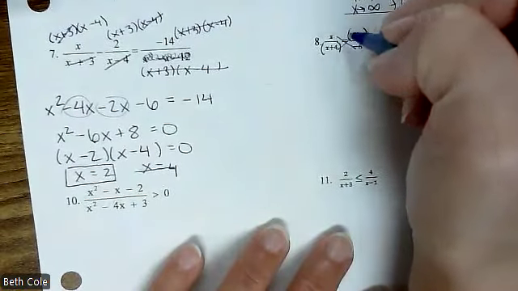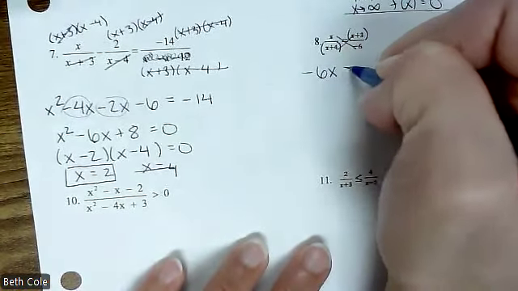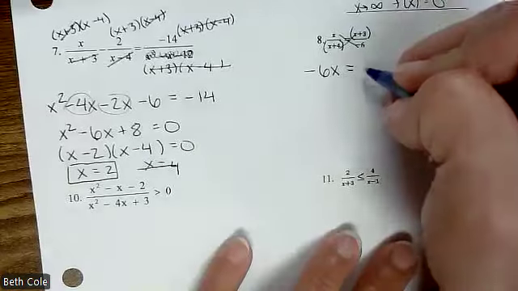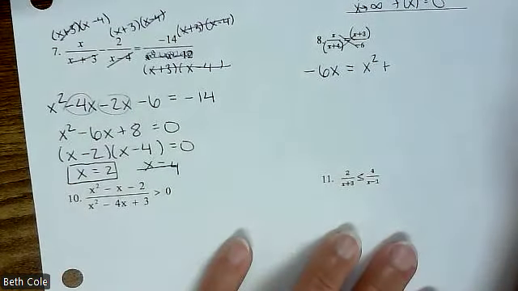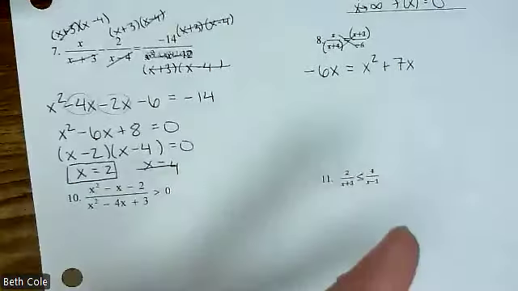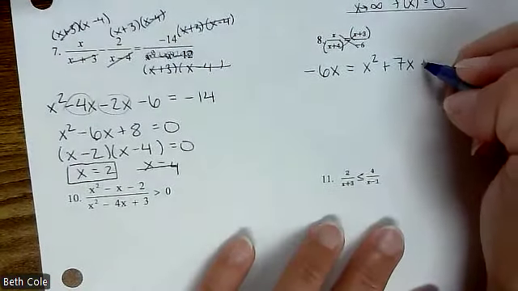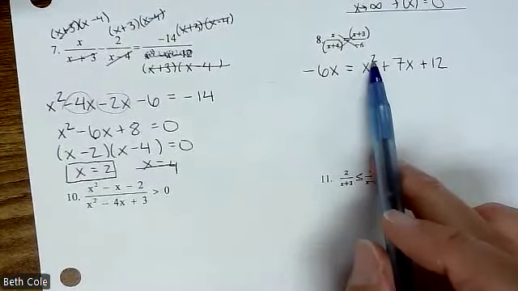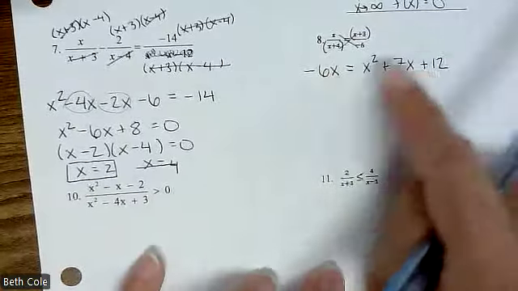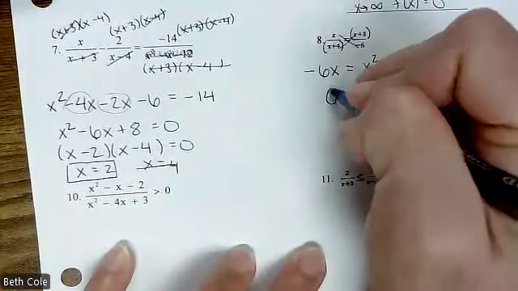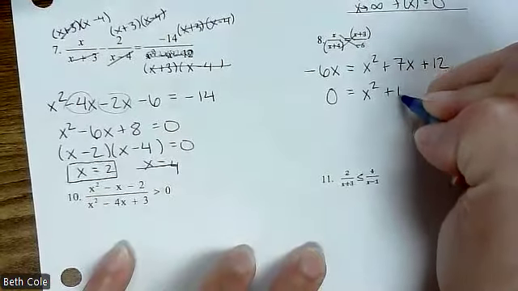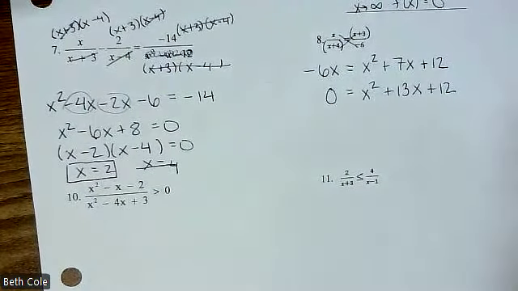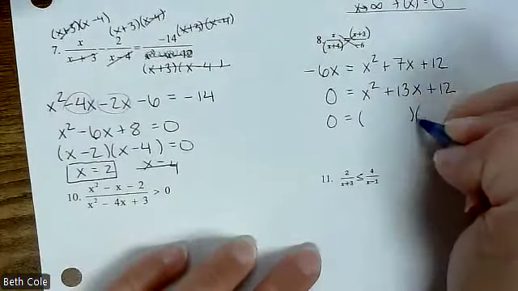When you cross this way, it'll be negative 6x equals, now this way, it'll be x squared plus 3x plus 4x is 7x plus 12. Do you see a squared? Yes, that means evacuate. So you're going to add the 6x to the other side. Get x squared plus 13x, because 6 plus 7 is 13, plus 12.